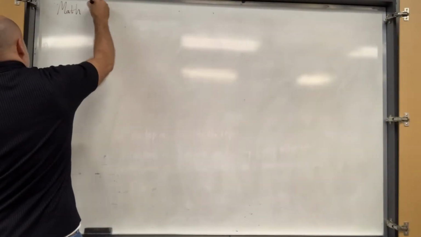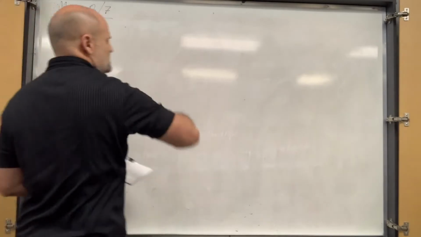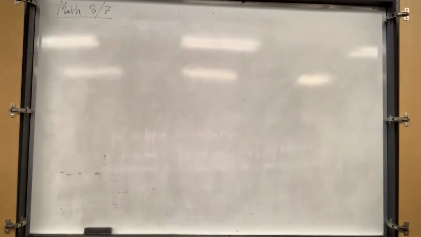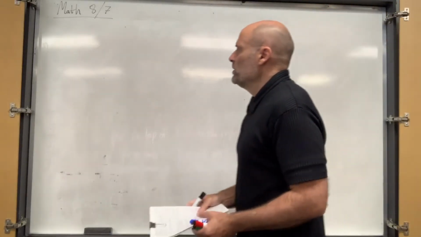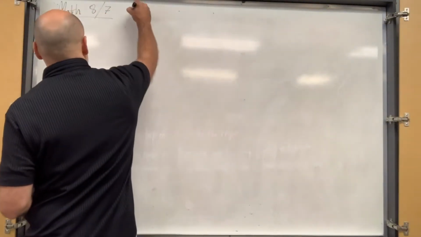Called Math 8-7. That's what the book is. I think your schedules say Math 7 or something like that. 7-8, yeah, 7-8 or whatever. But this is Math 8-7. This is lesson 1.